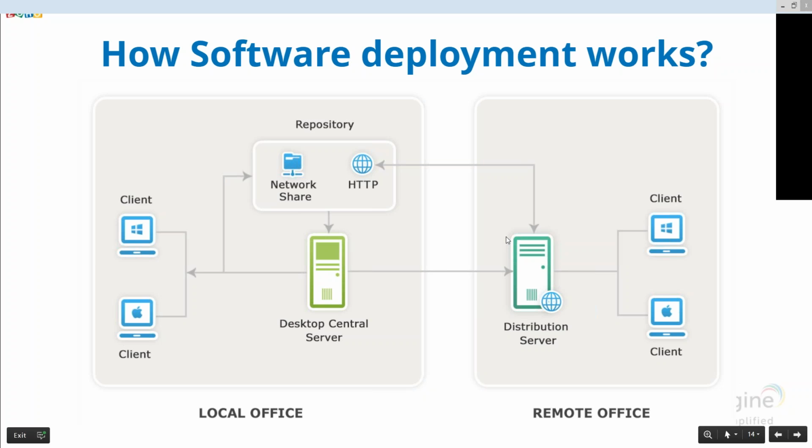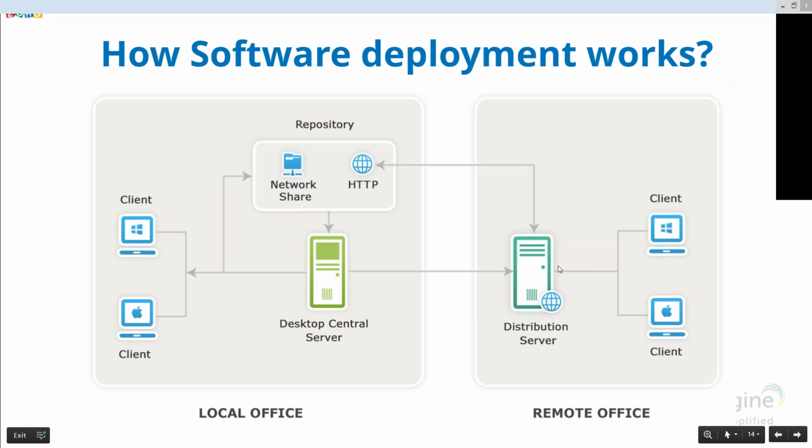With respect to the remote office machines, the distribution server will synchronize all the packages from the repository. And the client machine sitting at that remote office will get the package from the distribution server instead of the main server. This reduces the bandwidth consumption specifically during software deployment. It doesn't lead to network choke. So these are the two important factors for using the distribution server. After installation of the package, the client machines will directly send the status back to the Desktop Central server.